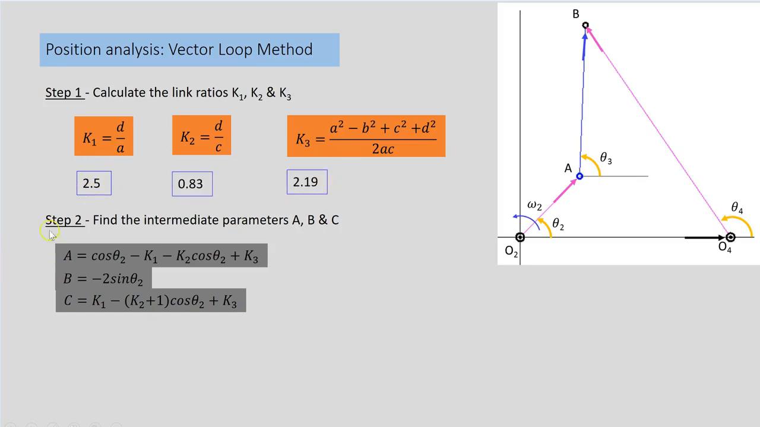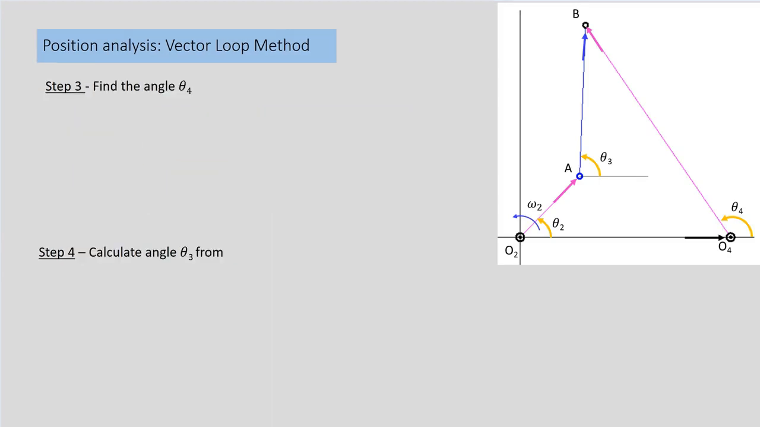For step 2, we need to find the intermediate parameters A, B, C, and the equations are given to you. After calculation I found these 3 values. In steps 1 and 2, you don't need to remember these equations because they will be given to you for the calculations. In step 3, we need to find theta 4, and in step 4, we need to find theta 3.